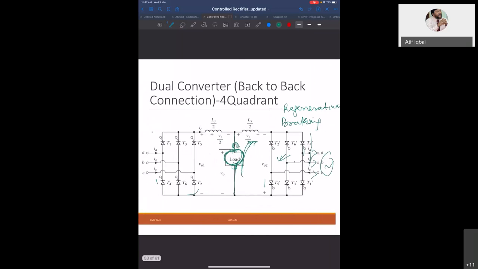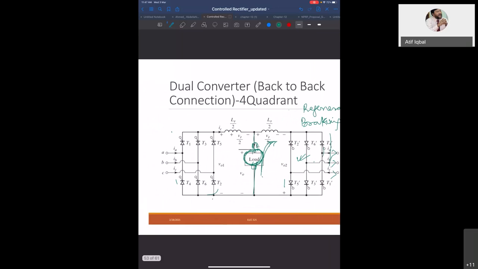The operation is done in such a way that alpha 1 plus alpha 2 should be equal to 180 degrees. Always this condition is met. This operates at alpha 1, this operates at alpha 2. So if this is operating at 60 degrees, this should operate at 120 degrees. This is working as a rectifier, this is working as an inverter.